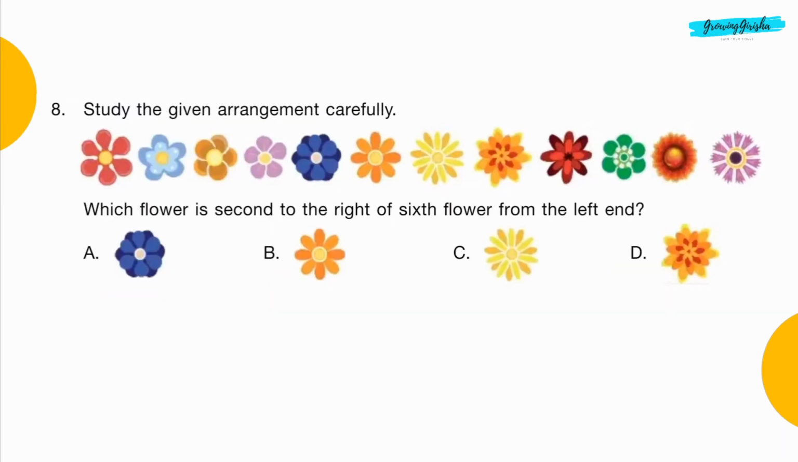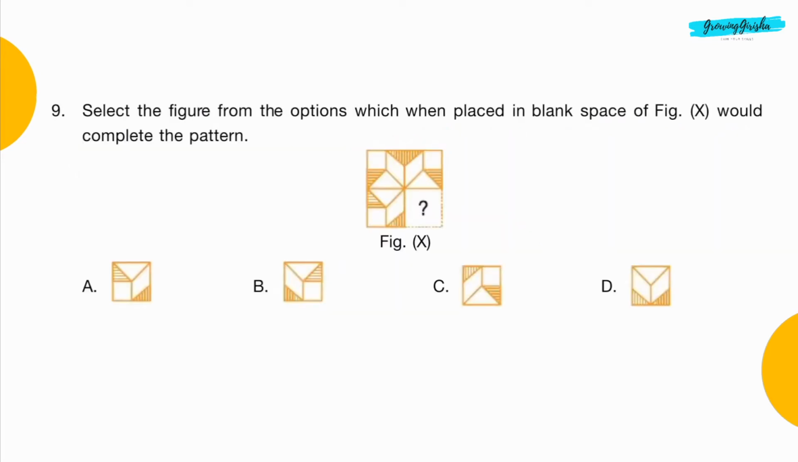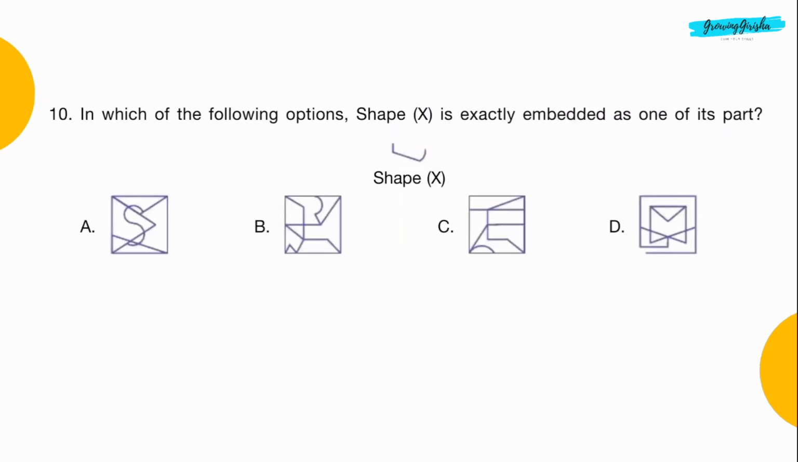Question 8. Study the given arrangement carefully. Which flower is second to the right of the sixth flower from the left end? Option D. Question 9. Select the figure from the options which, when placed in the blank space of figure X, would complete the pattern. Option B. Question 10. In which of the following options, shape X is exactly embedded as one of its parts? Option A.